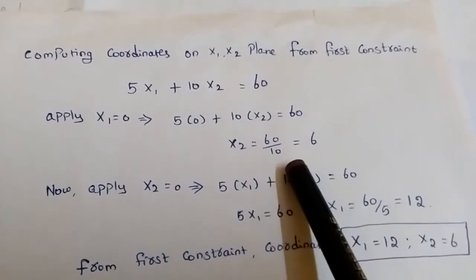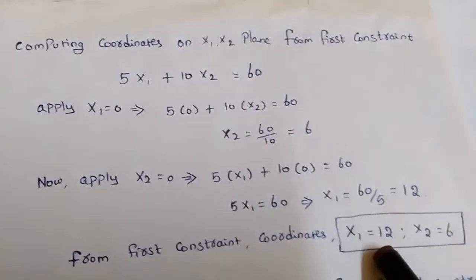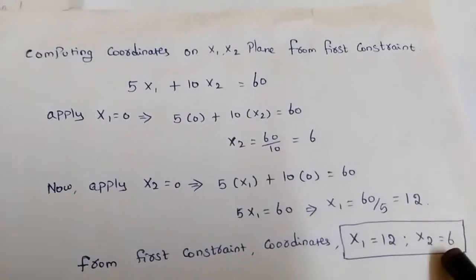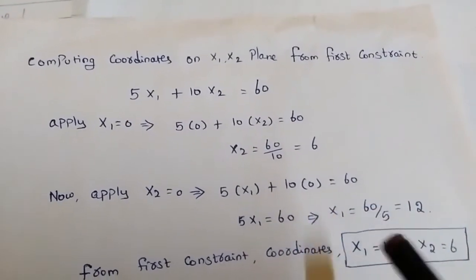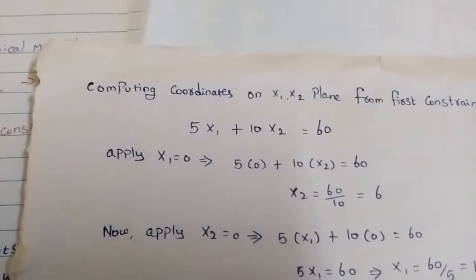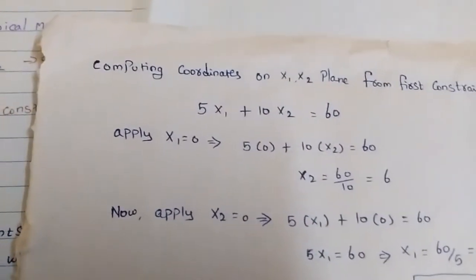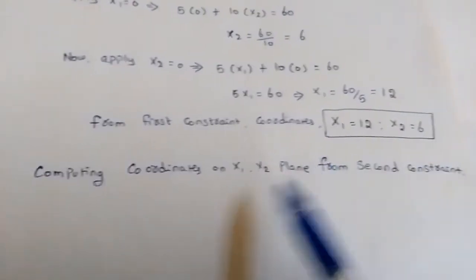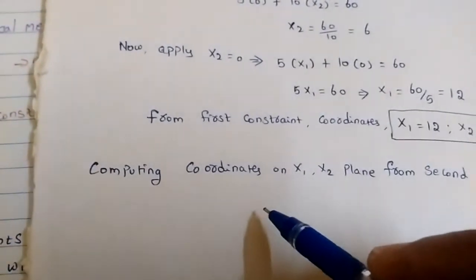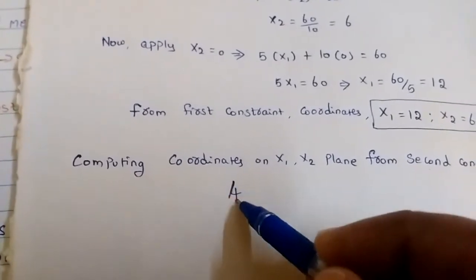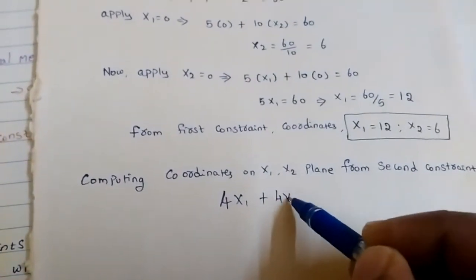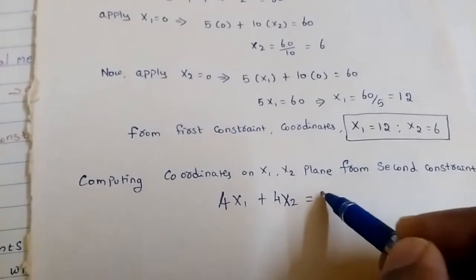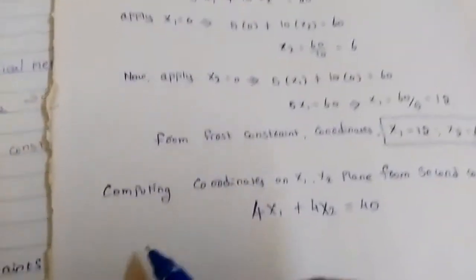So for the first constraint, we find the coordinates x1 equal to 12, x2 equal to 6. Okay, similarly, there is a second constraint. Now see, computing coordinates on the x1 x2 plane from the second constraint. We are going to take from the second constraint 4x1 plus 4x2 less than or equal to 40. Assume it as equal to 40.